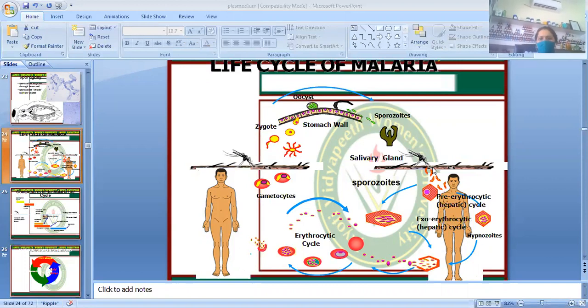This is not our topic today. Today we will discuss the complications caused by the malaria and the clinical picture of the malaria. So let's begin with that.